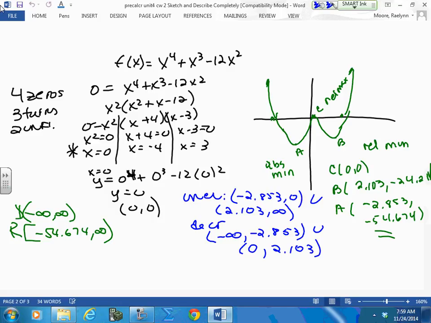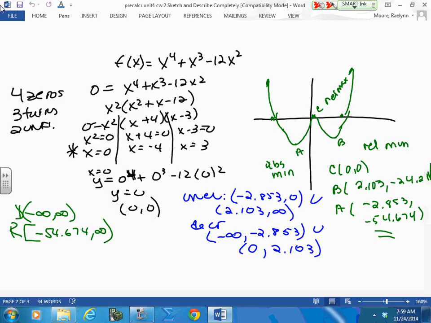Any questions so far? A lot of you had trouble with the increasing, decreasing. Some of you are still giving me the y values. It's the y decreasing or increasing as x goes from left to right, as x goes from negative infinity to positive infinity. Okay.